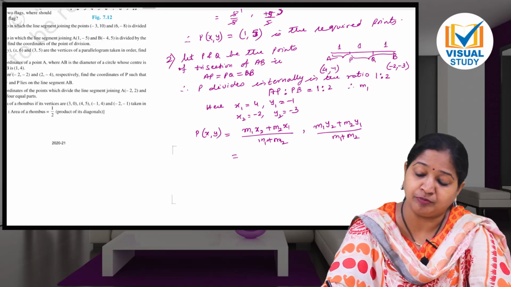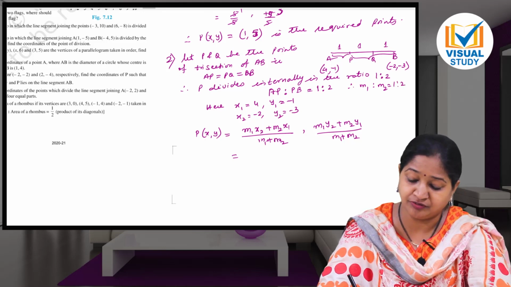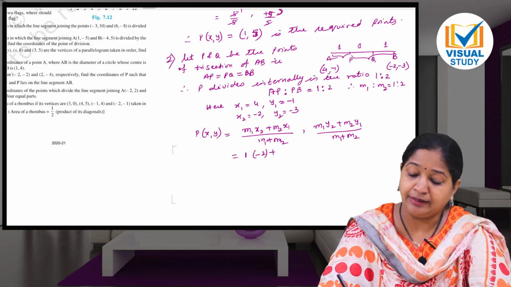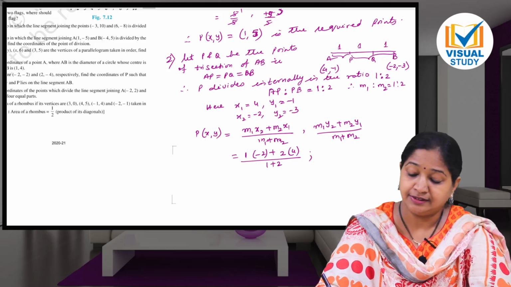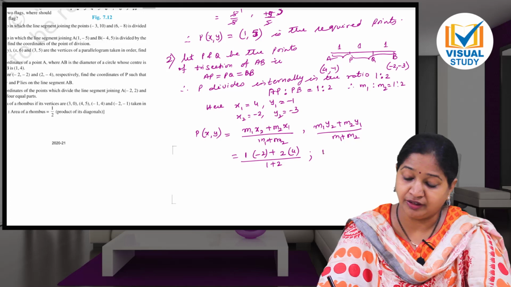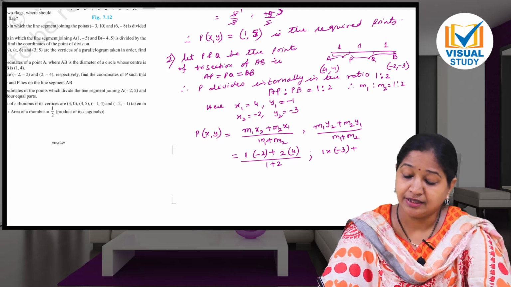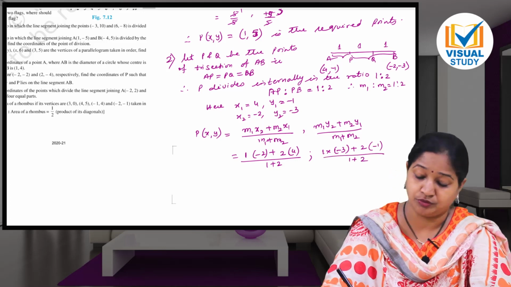Therefore here your m1 to m2 is 1:2. m1 is 1. What is your x2? That is minus 2. m2 is 2. x1 is 4 divided by 1 plus 2. In a similar way, m1 is 1, y2 is minus 3, plus m2 is 2 and y1 is minus 1, divided by 1 plus 2.